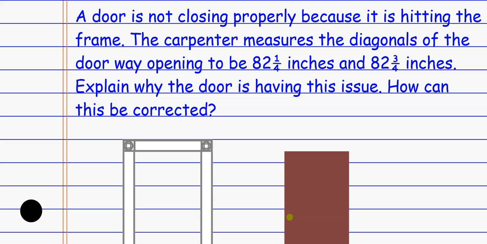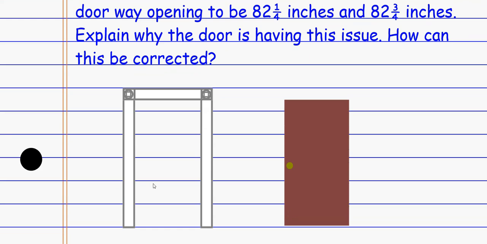And so we want to explain, why is the doorway having an issue? Why is it rubbing? Why is it hitting? Why isn't this thing shutting properly? What I have drawn down here is a makeshift doorway. I've got some fancy molding with a fancy little pattern on it. I don't know, it looks really great. But then here's my door. And the idea here is this.